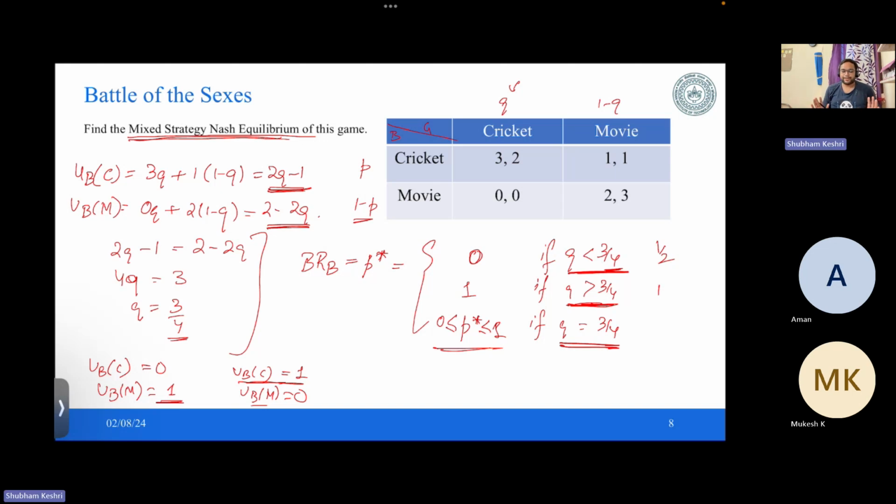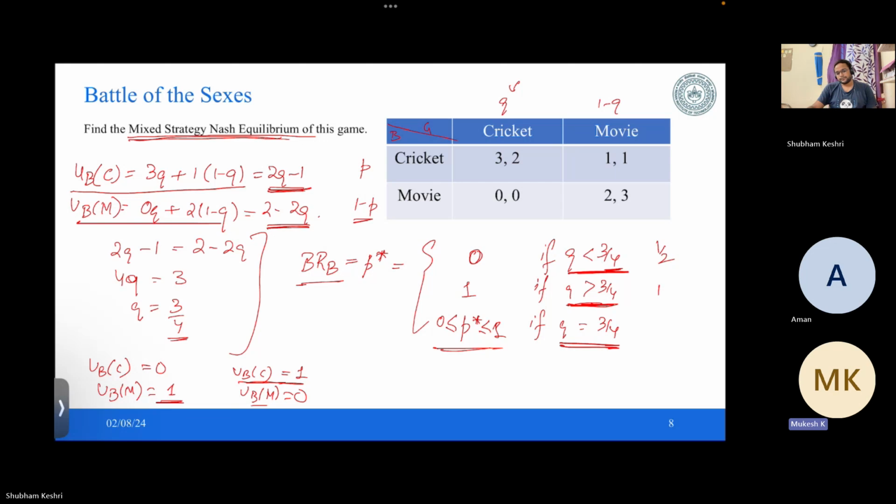Is this all right? Because this is a very important concept to understand. You see, the utility of the boy actually governs his strategy. This utility gives the best response, and we have not yet obtained the Nash equilibrium, we'll obtain it. So till now we have obtained the best response of the boy. Is this all right?